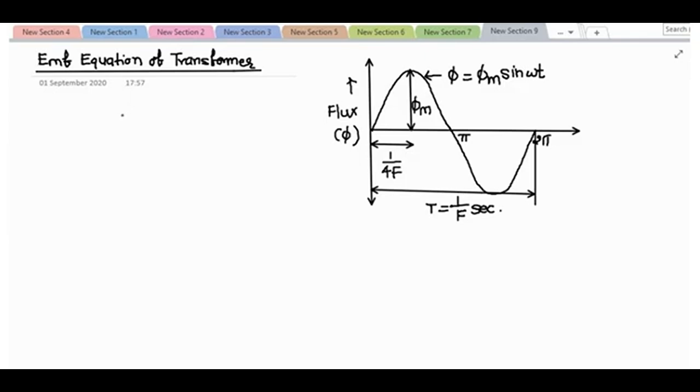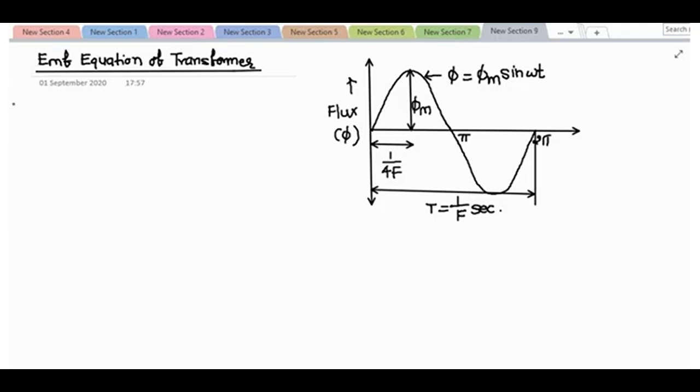But friends, this flux produced by the primary winding while passing through the magnetic core links not only with the turns of the secondary winding but also the turns of the primary winding itself. Therefore, an EMF of self-induction is also induced in the primary winding. So, let us derive the mathematical expression for these EMFs induced in the primary and the secondary winding.